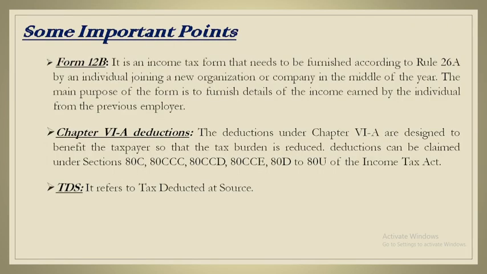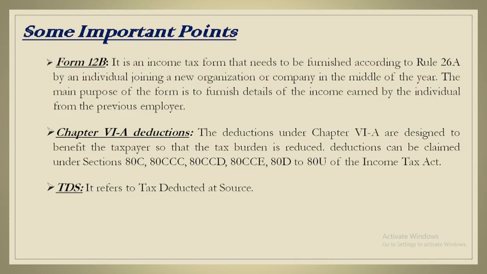Some important points. Form 12B. It is an income tax form that needs to be furnished according to Rule 26A by an individual joining a new organization or company in the middle of the year. The main purpose of the form is to furnish details of the income earned by the individual from the previous employer.